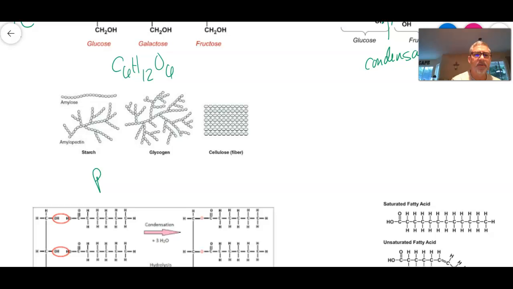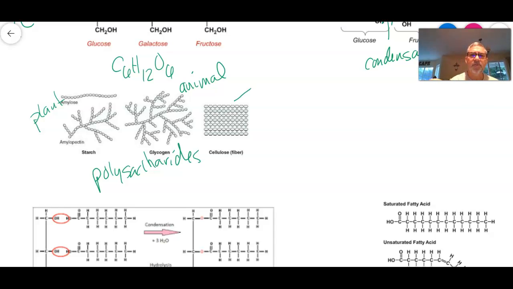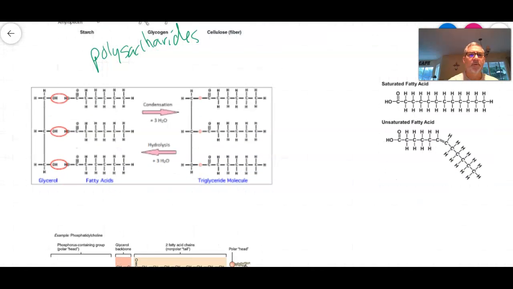Our polysaccharides, right? We have starch. So starch, this is plant. Glycogen is animal. Essentially the same thing. These are a bunch of glucoses put together, and then cellulose is plant again. So different types of polysaccharides.